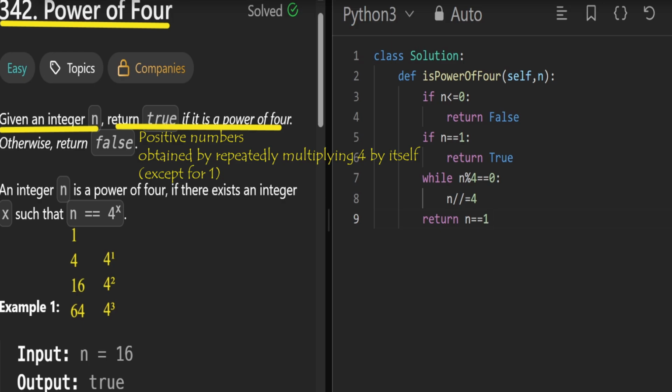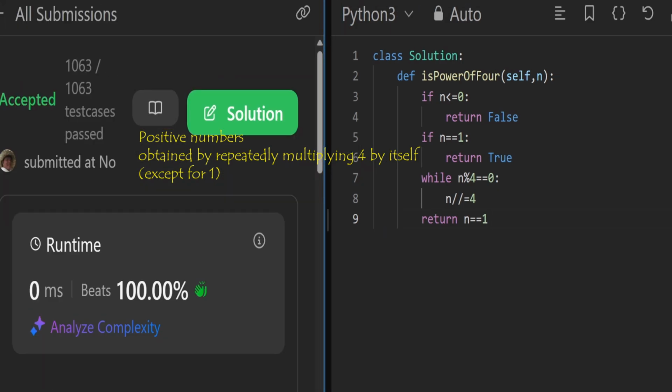Let's go ahead and submit this version. And there it is. Boom! Accepted. Awesome. This version is straightforward, easy to understand, and directly follows the mathematical definition of powers of 4.